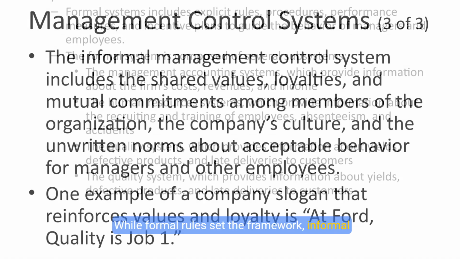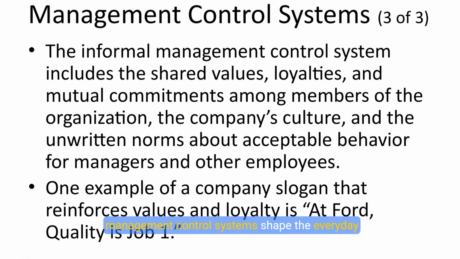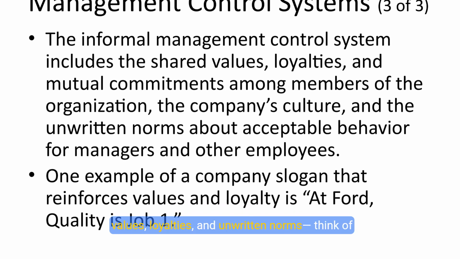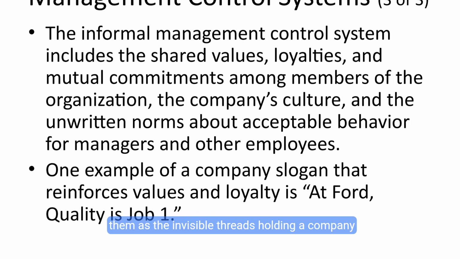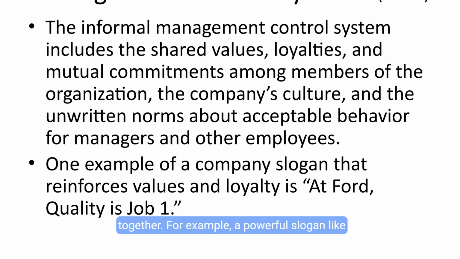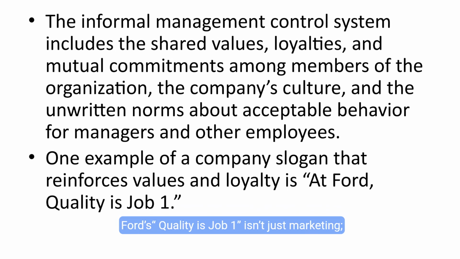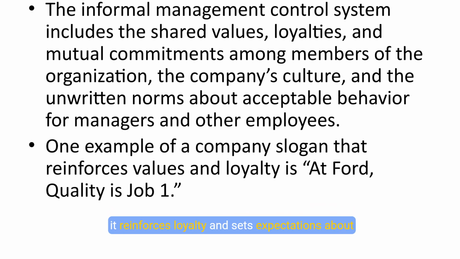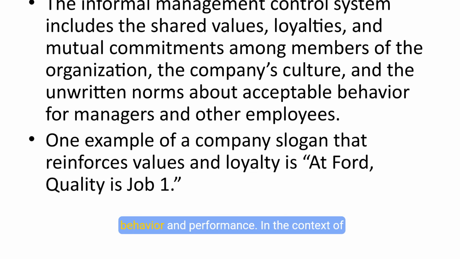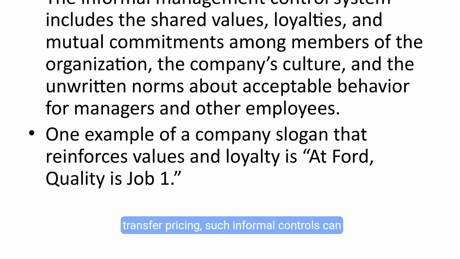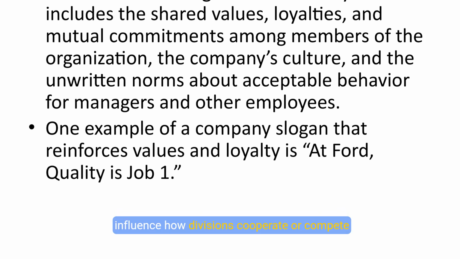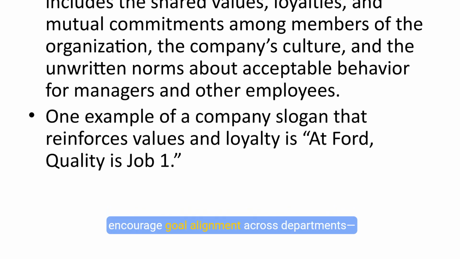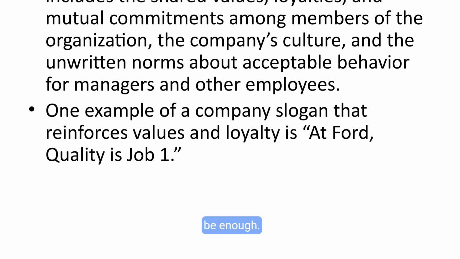While formal rules set the framework, informal management control systems shape the everyday culture of an organization. These include shared values, loyalties, and unwritten norms. Think of them as the invisible threads holding a company together. For example, a powerful slogan like Ford's "Quality is Job One" isn't just marketing. It reinforces loyalty and sets expectations about behavior and performance. In the context of transfer pricing, such informal controls can influence how divisions cooperate or compete when setting prices. A strong culture can encourage goal alignment across departments, even when financial incentives alone might not be enough.